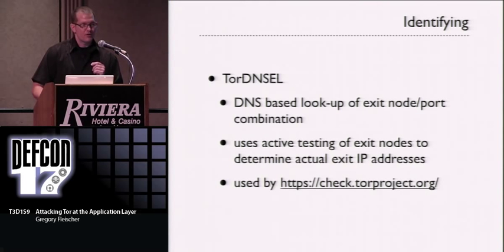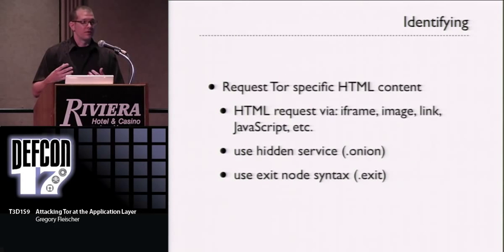So then there is a project called Tor DNS EL, which is an active testing exit list tool. And this is going to go through and actually actively test to determine what the real exit node IP addresses are that are being used to send out the traffic. And if you use the Tor browser bundle, when you load it up, it goes to check.torproject.org. This is using Tor DNS EL.